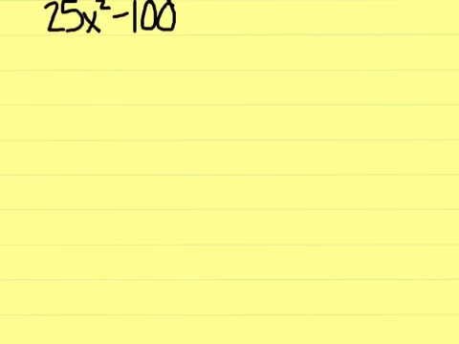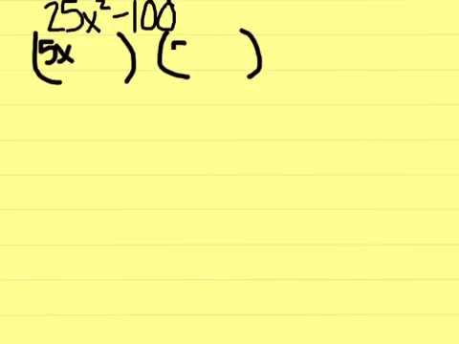So we have 25x squared minus 100. Okay? So you guys actually did this, for the most part, a different way than I would have. But I'll show you the two ways, okay? So 25x squared minus 100, both of those are perfect squares, right? Okay, so what's the square root of 25x squared? 5x. Square root of 100? 10. One's plus and one's minus.